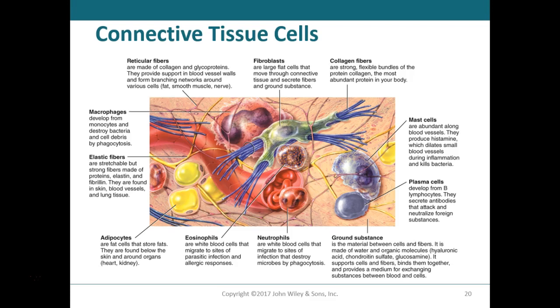Your neutrophils are white blood cells that migrate to the sites, and again, they're going to destroy microbes such as bacteria by phagocytosis. Phagocytosis, that's eating things that shouldn't be there. So when you have an infection in a particular tissue, these white blood cell numbers are going to increase. All right, so that gives you a basic overview of the cell types in there.